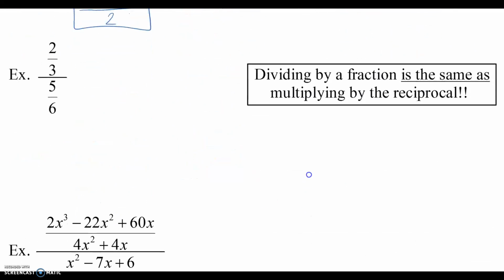Alright, so now we're going to talk about dividing a fraction. We talked about these before, so 2/3 divided by 5/6 is going to be the same as 2/3 times 6/5. So then we can just simplify. 3 and 6. 6 is divisible by 3, so that becomes a 2. So this is going to become 4/5.